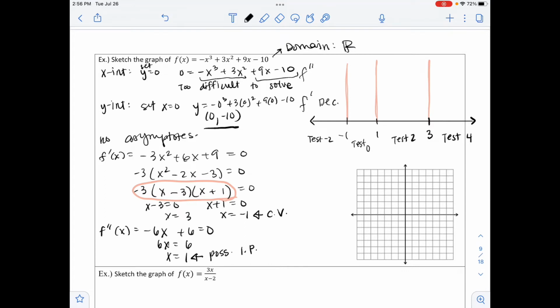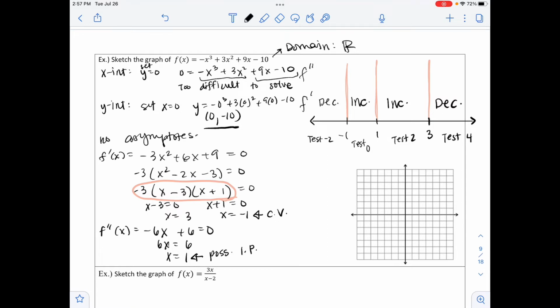The next value we're going to substitute in is 0. So I have negative 3 times negative 3 times positive 1, which would be positive. So that means that this interval would be increasing. The next value we're substituting in is 2 into our first derivative. So we have negative 3 times negative 1 times 3. And so a negative times a positive is still positive. So this is also increasing. And then our last interval here, we're going to substitute in 4. And we have negative 3 times positive 1 times positive 5, which would be negative. So this is also going to be decreasing.